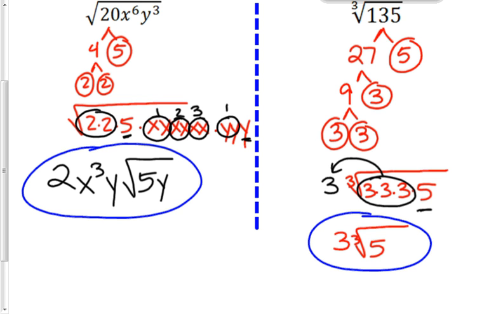In our second example, we have the cubed root of 135. That little 3 on top of the root tells us that we need to look for groups of 3. So 135 breaks down as 3 times 3 times 3 times 5. We've got a group of 3 3's, so we can pull a 3 outside. However, the 5 does not have a group, so it has to stay underneath the radical. So our final answer would be 3 cubed root 5.